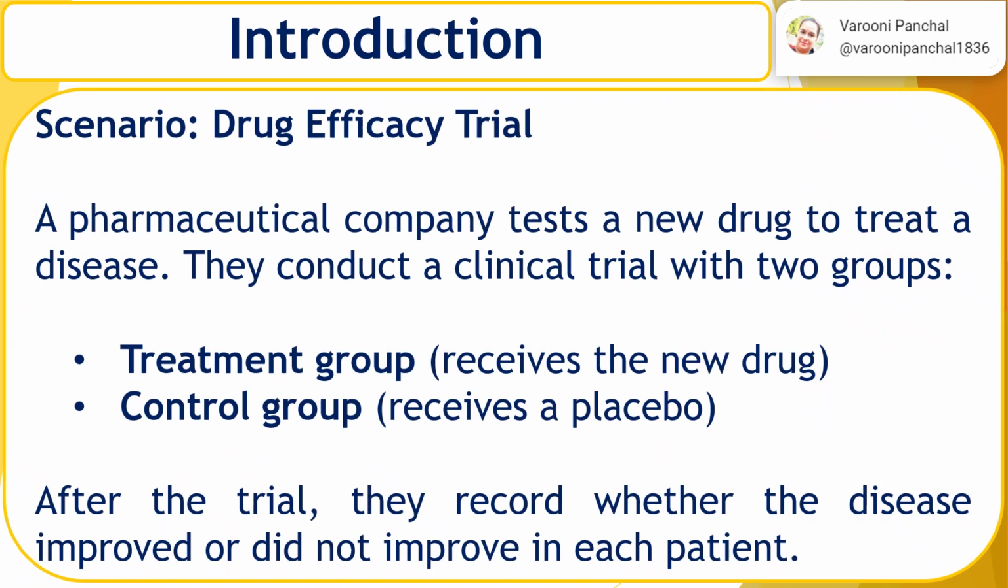Introduction. Let's say, for example, there is a pharmaceutical company trying to test a new drug to treat a specific disease. The disease can be any kind of disease related to any therapeutic area. So this particular test you can use in any therapeutic area for any disease, wherever it meets the chi-square test requirements, right? Now they are conducting a clinical trial with two treatment groups.